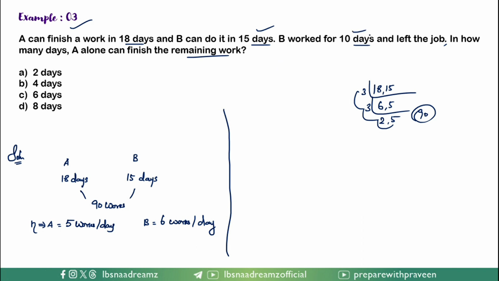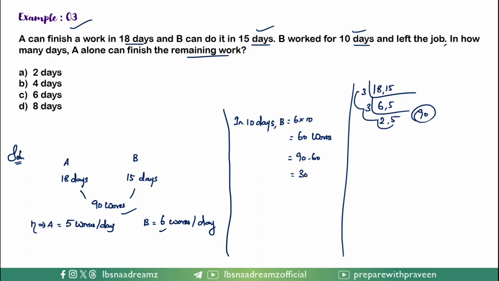So B has worked for 10 days. B can do 6 works per day. So he has worked for 10 days, right? So in 10 days, B must have done 6 into 10, so 60 works. Totally we have 90 works. So 90 minus 60, we will have 30 works remaining.